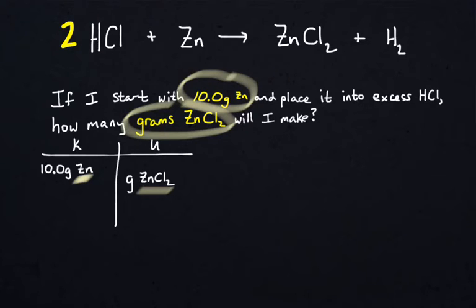I'm going to go up to my balanced equation. I'm going to look at the coefficient in front of the zinc and the coefficient in front of the zinc chloride. Why don't I do HCl or H2? You know what? Because the question doesn't ask about it. The question is asking about zinc and zinc chloride. So those are the numbers I'm going to use.